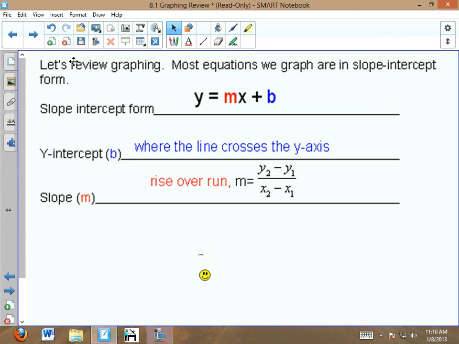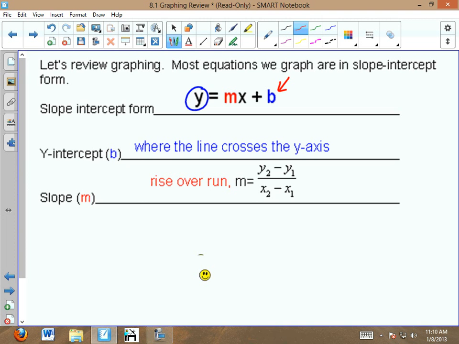Okay. We're going to review graphing. Equations in slope-intercept form look like y equals mx plus b. The most important thing is your y is all by itself. And then you'll have a number next to your x and your y-intercept. Remember, your y-intercept is your b. That's where the line crosses the y-axis. That's what you graph first.